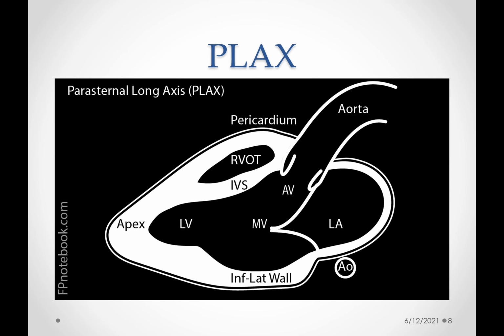This is what you should be able to see. On your right is your left atrium, and then the flow goes through the mitral valve to the left ventricle on your left side, and through the aortic valve, through the aorta or the left ventricular outflow tract. On the top side of the picture, you can find the RVOT, which is the right ventricular outflow tract.